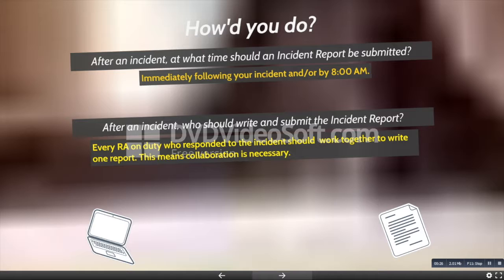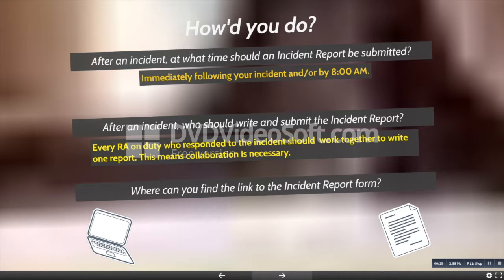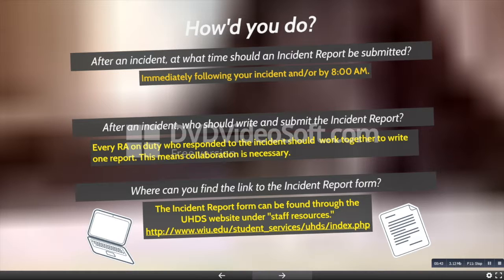Well, every RA on duty who responded to the incident should work together to write one report. This means you're going to have to collaborate and work together to provide as much detail as possible. And finally, where can you find the link to the incident report form? Well, the form can be found through the UHDS website under Staff Resources, and we've provided you the link here.